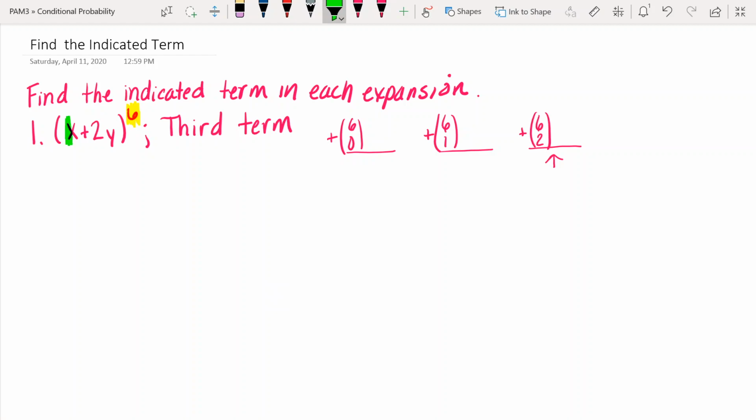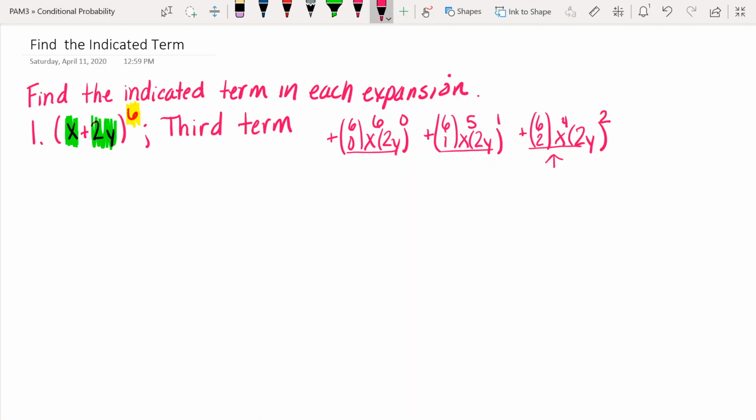What's inside is an x and a 2y in that order. So everything gets an x and a 2y. We put 2y in parentheses because it has to stay together. Now we put in our exponents. Our first exponent would be the same as the combination, 6, 0. This would be 5, 1. This one would be 4, 2.